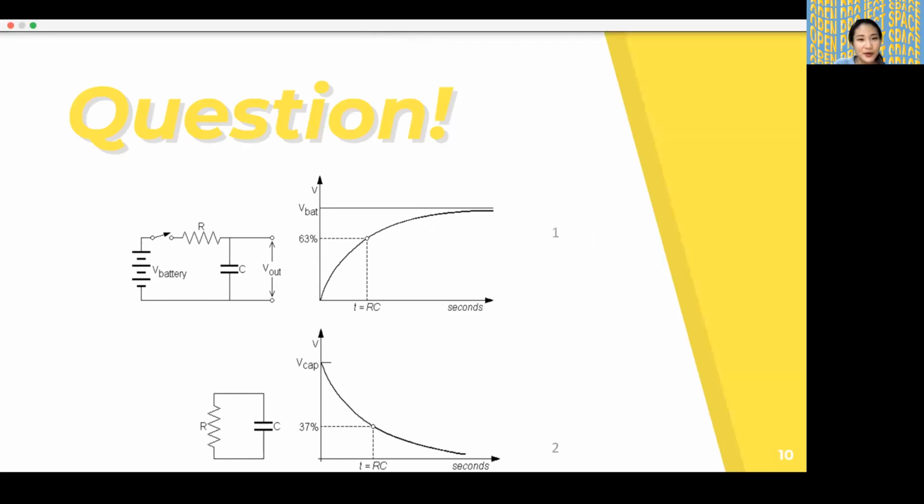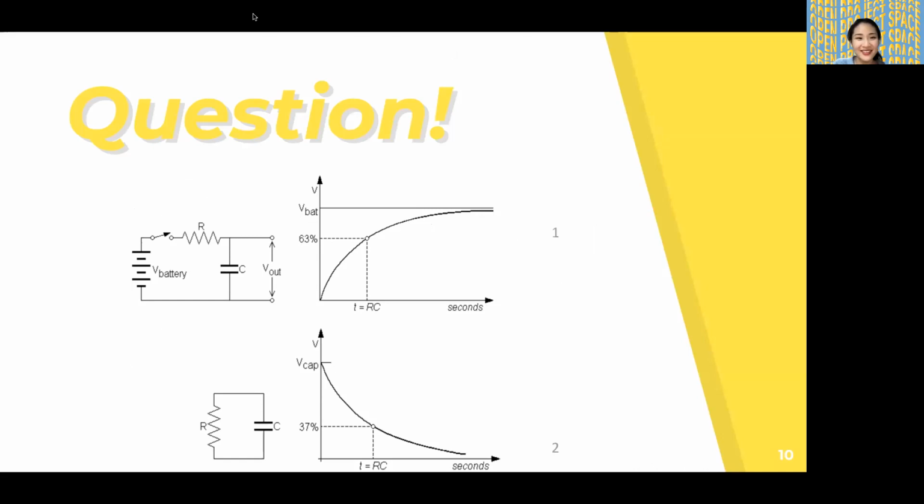I'll do a quick poll, why not? These graphs show how capacitors are charged and discharged. It's a one question poll. Which of these graphs a charging capacitor? The one at the top, which is 1, or the one at the bottom, which is 2? For reference, in the top one, most of you are getting it right. As you can see, the voltage is increasing as it charges and decreasing as it discharges.